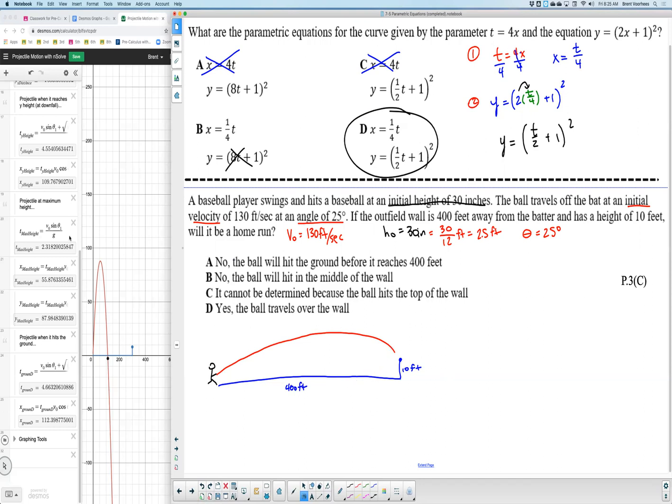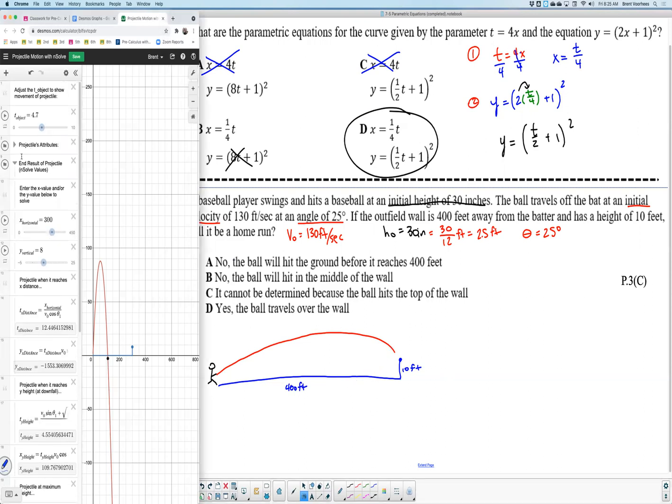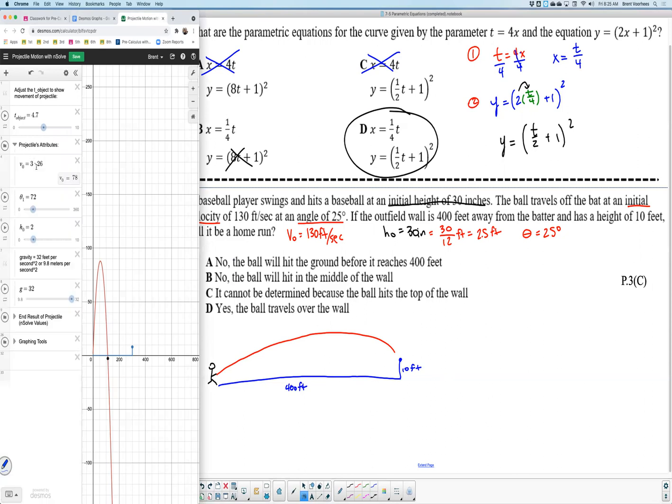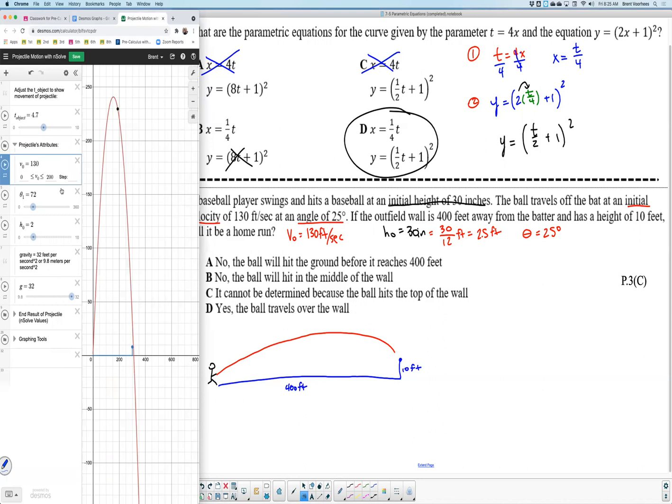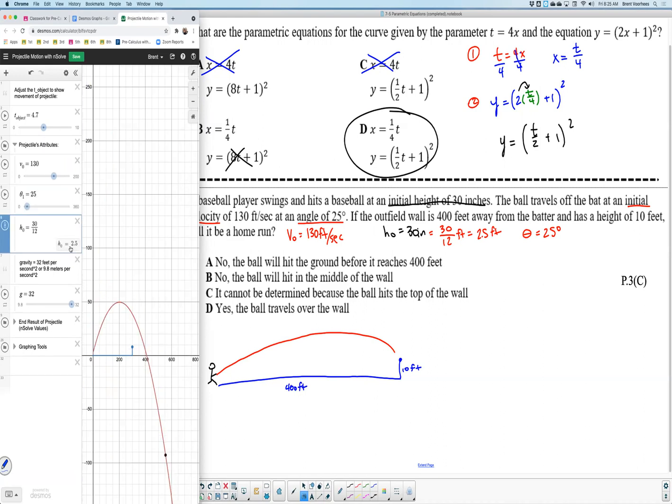Well, using my calculator, how would we do this? I would first come over here to the projectile's attributes. We say the initial velocity is 130 feet per second. The angle was 25 degrees. The initial height was 30 divided by 12, which is in fact 2.5. And gravity is 32 feet per second squared. Now, from here I can go down to the end results.